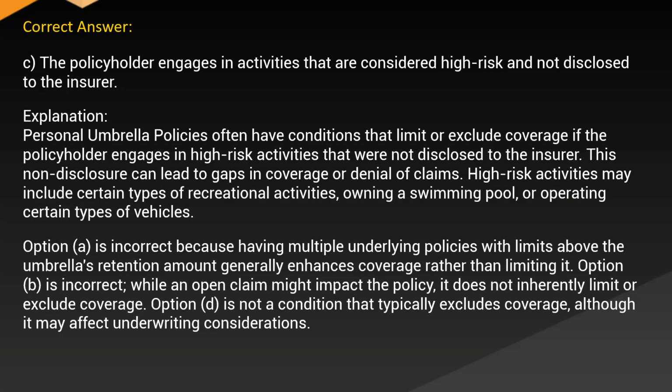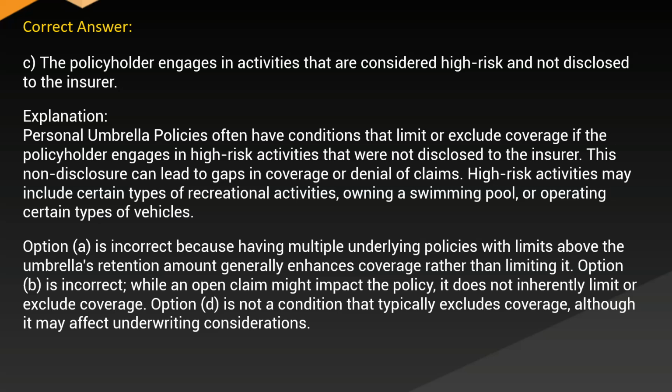Correct answer. C. The policyholder engages in activities that are considered high risk and not disclosed to the insurer. Explanation. Personal umbrella policies often have conditions that limit or exclude coverage if the policyholder engages in high-risk activities that were not disclosed to the insurer. This non-disclosure can lead to gaps in coverage or denial of claims. High-risk activities may include certain types of recreational activities, owning a swimming pool, or operating certain types of vehicles.